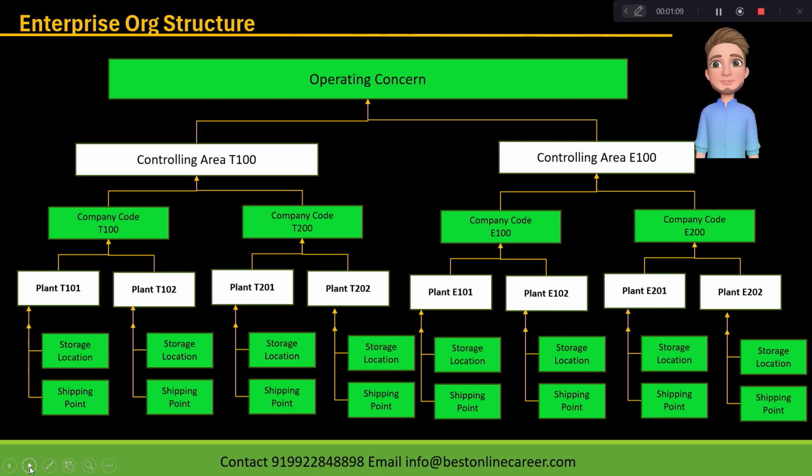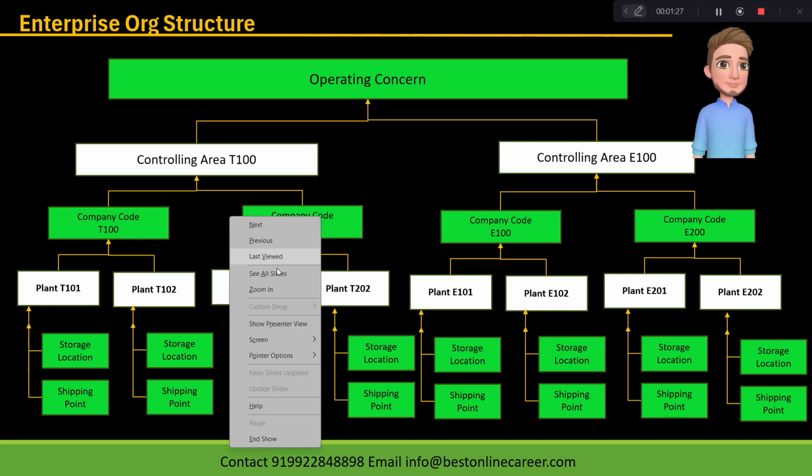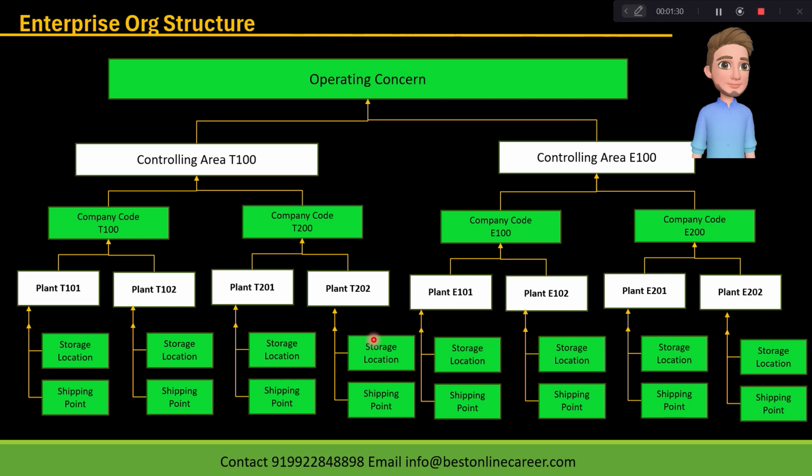All right. So at the top of the enterprise org structure, you find operating concern, right? Then under that you have controlling area. Under controlling area you have company code. And in company code, let me just bring the pointer, okay. You have company code. Plants are the valuation area, very, very important for us from a product costing perspective. Plants are assigned to company code. Then you have storage location and shipping point assigned to plant. Okay, typical org structure, but it is not as simple as I just mentioned.